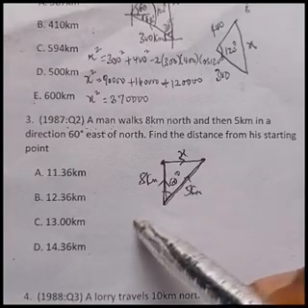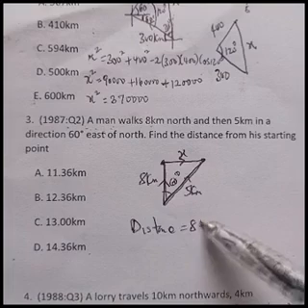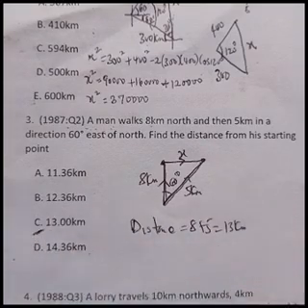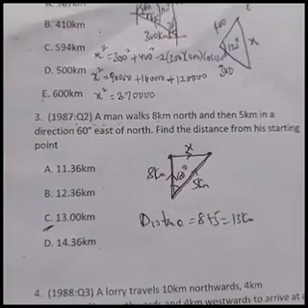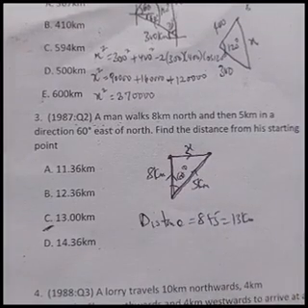What distance? We just add. So distance is a scalar quantity. We don't need to consider the direction. That's 8 plus 5, that's 13 kilometers. That's option C. If we were told to look for displacement, we are going to apply cosine rule to get the value of x here. Now, question 4.